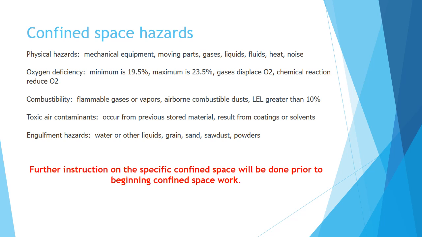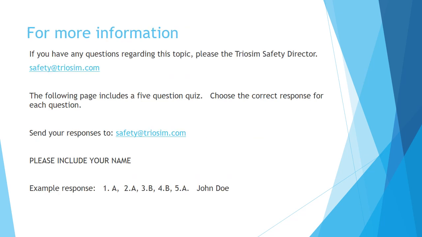Combustibility. Flammable gases or vapors, airborne combustible dust, LEL or lower explosive limit is greater than 10%. Toxic air contaminants. They occur from previously stored material and may result from coatings or solvents. Engulfment hazards such as water or other liquids, grain, sand, sawdust, and powders. And note, further instruction on the specific confined space will be done prior to beginning confined space work.